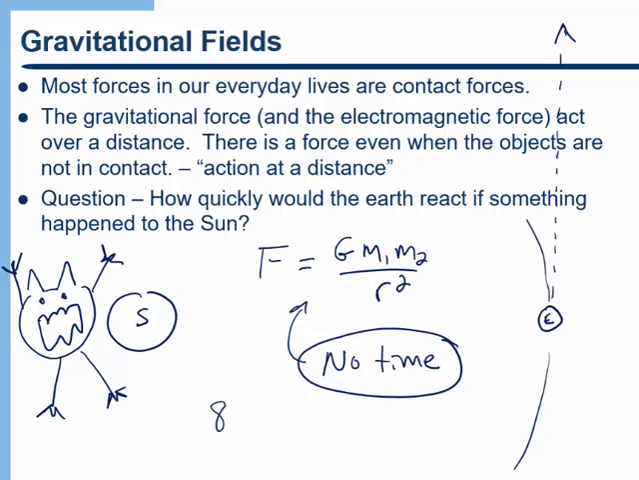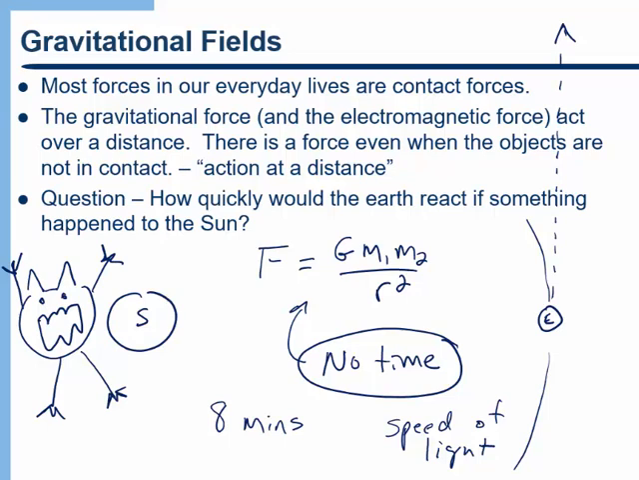8 minutes is actually the amount of time it takes for light to travel from the sun to the Earth. So it turns out that the speed of light is also the speed at which gravity works. Why that is is a way more advanced topic, but I want to introduce the idea to you here: basically, as soon as we couldn't see the sun anymore, because that's the 8 minutes it would have taken for the light to get to us, that's when the planet would go off in a straight line.